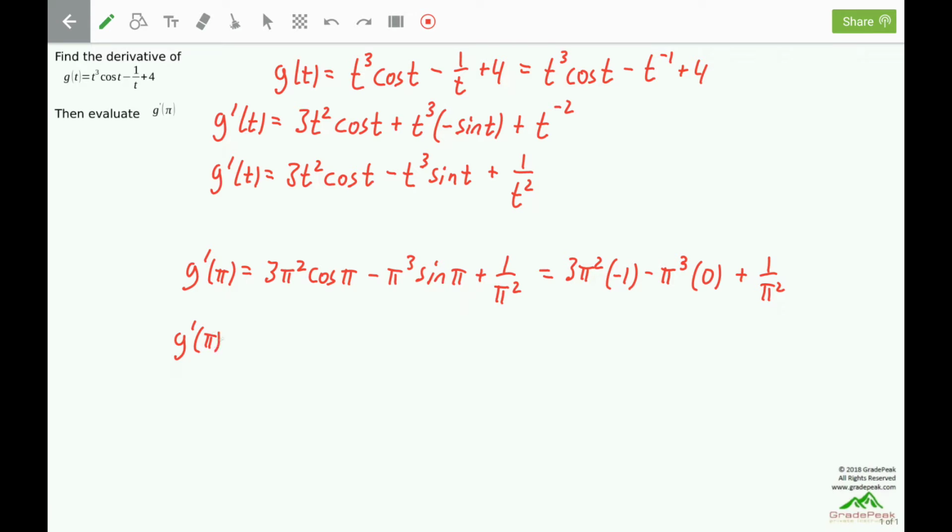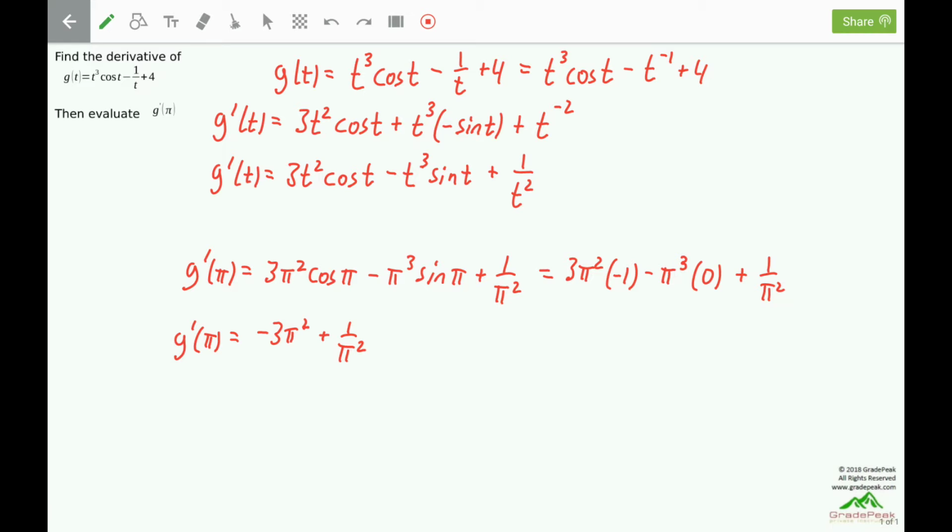So g prime of pi is equal to the first term, negative 3 pi squared. The second term, negative pi cubed times 0, will just be a 0, and then plus 1 over pi squared.